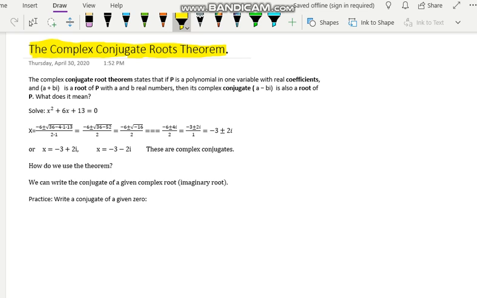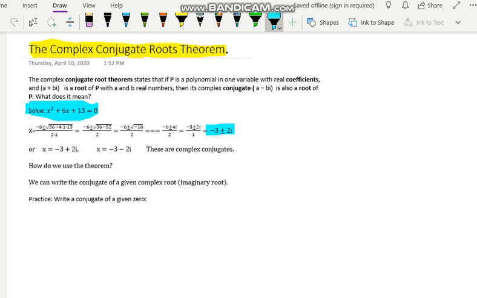We have to understand the term conjugate. So what does it mean? Here I have an example. Solve x squared plus 6x plus 13 equals 0. I use the quadratic formula to solve this equation, and at the very end I got the answer -3 plus or minus 2i.